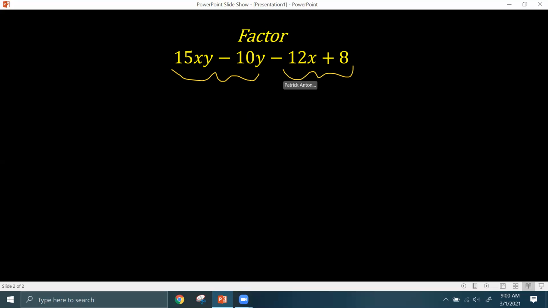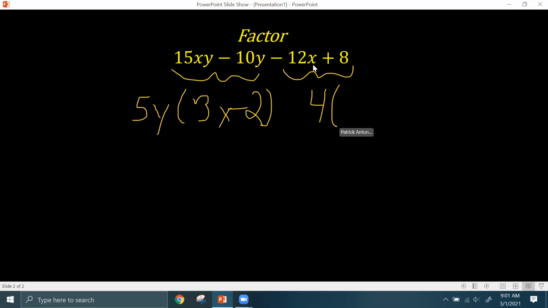So group the first two. And from the first two, we can factor out a 5 and a y. So 5y times 3x minus 2. And from the second group, now I want to mention this. If you notice, you have a minus and a plus here, and no matter what I factor out as far as numbers, and notice we're going to be able to factor out a 4, once I factor out that 4, I'm still going to have that plus here, and the minus here in the parentheses, which is not going to match up with the signs here.